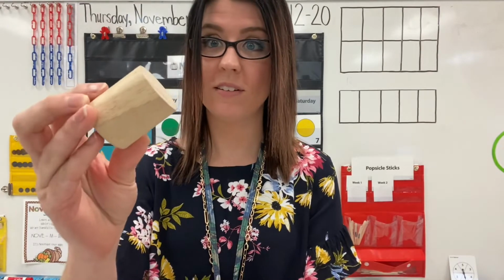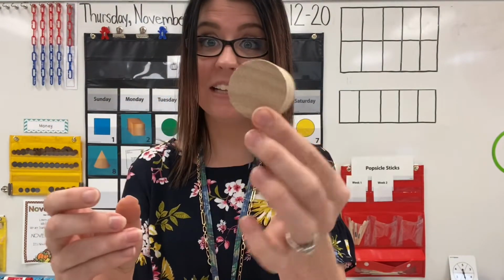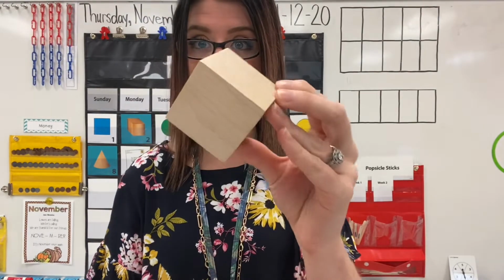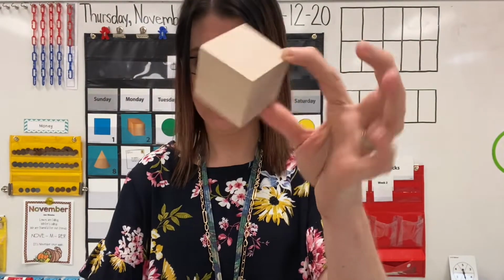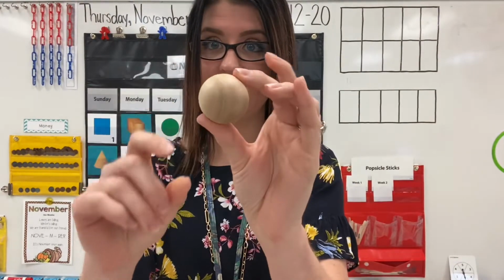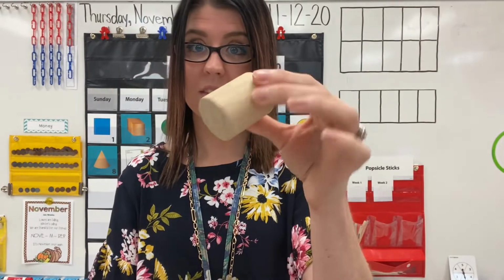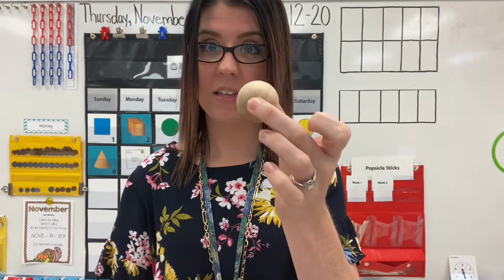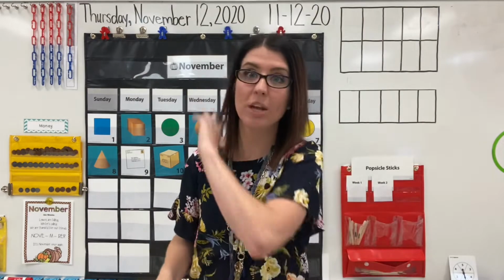Remember this one? Cylinder, like a can of soup. You remember this one? Cube, like a box. Today's shape? Sphere. Cylinder. Cube. Sphere. Cone.